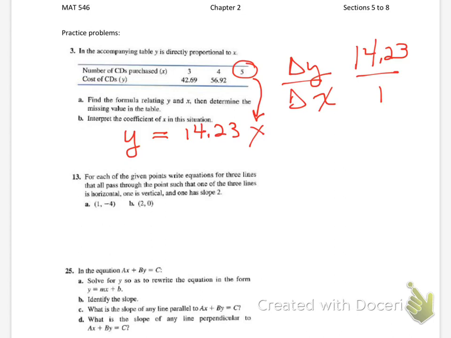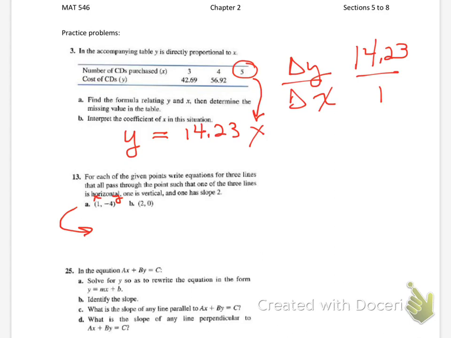Okay, question 13. For each of the given points, write equations for 3 lines that all pass through the point, so that one of the 3 lines is horizontal, 1 is vertical, and 1 has a slope of 2. Okay, so that's kind of neat. So here's a point. So your x and your y are 1 and negative 4 respectively.